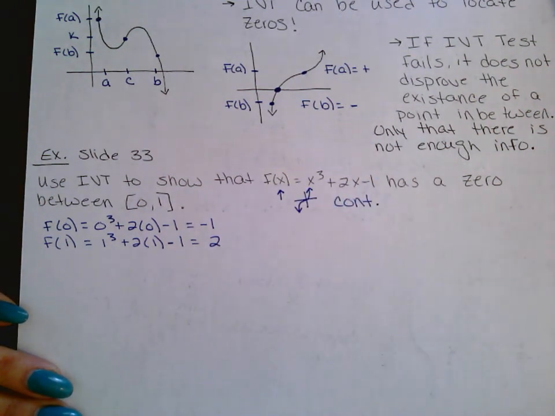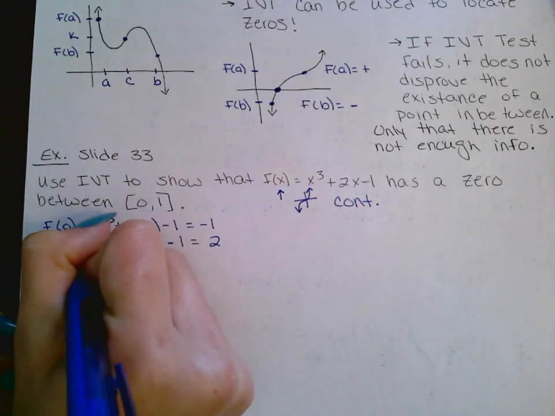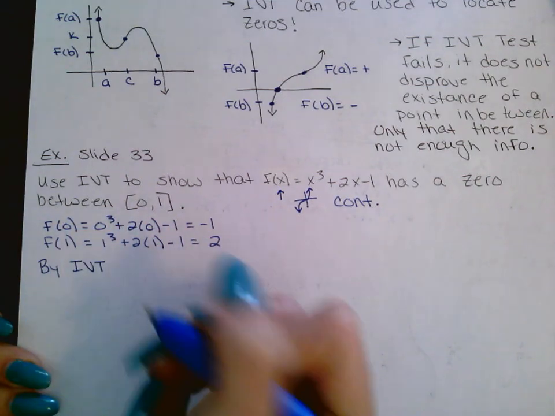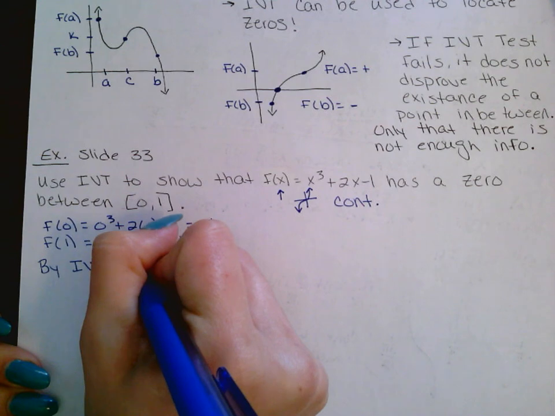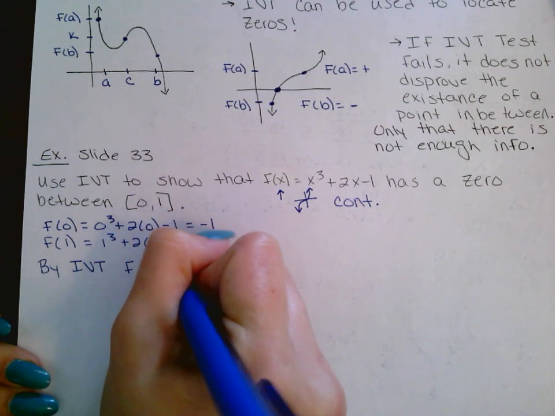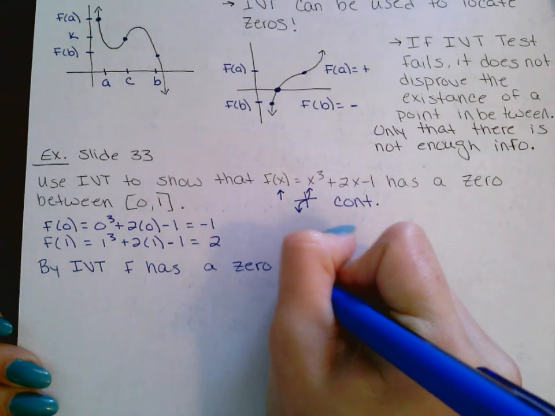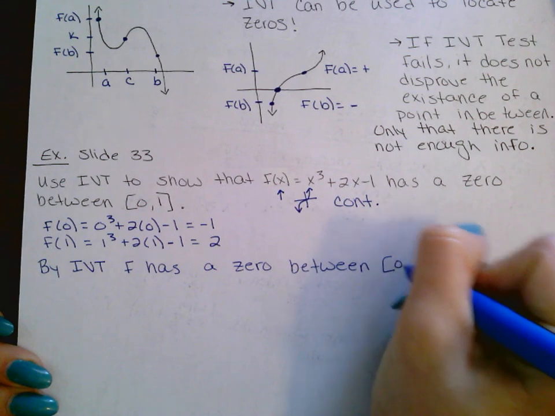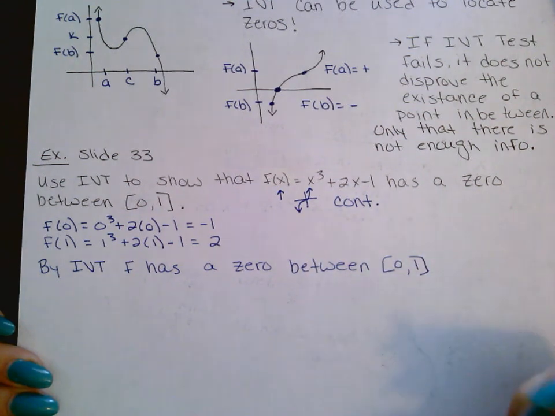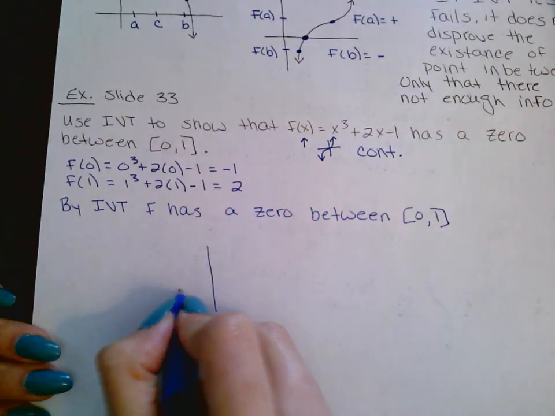So you can say, by IVT, f has a 0 between 0 and 1. Okay?